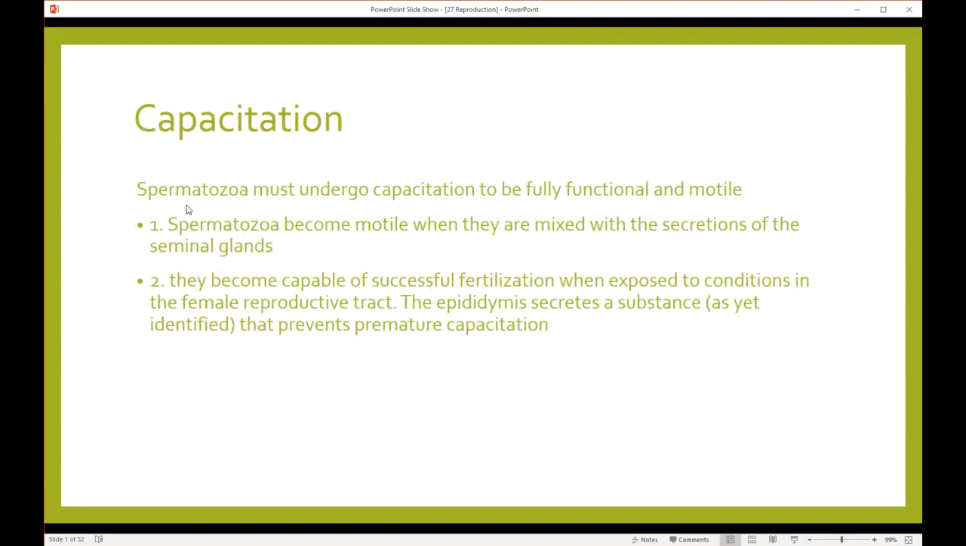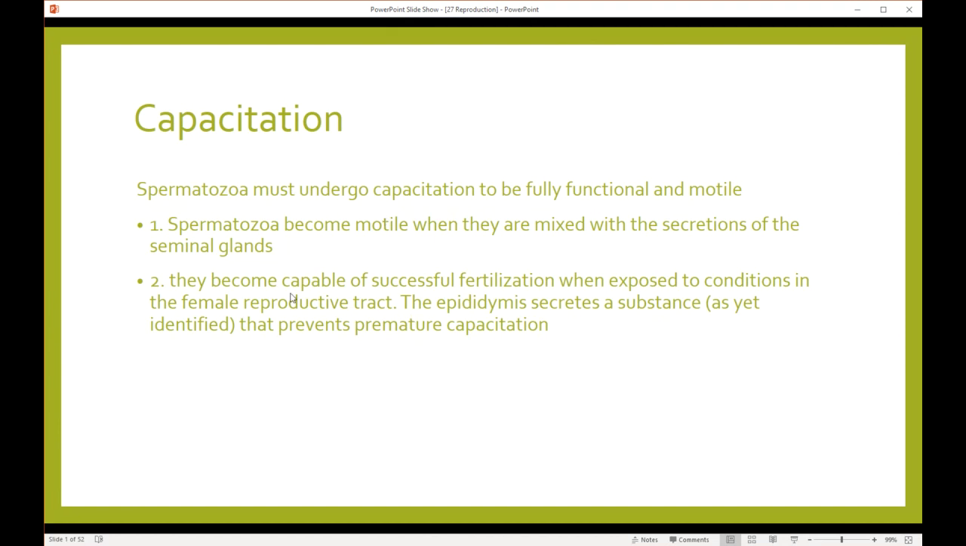This is capacitation. So spermatozoa have to undergo capacitation so that they can be fully functional and motile. First, the spermatozoa become motile when mixed with the secretions of the seminal glands. Then they become capable of successful fertilization when they're exposed to the conditions of the female reproductive tract. Remember that fertilization does not happen in the uterus, okay? We're going to talk about that in just a little bit. But fertilization actually happens in the fallopian tubes.